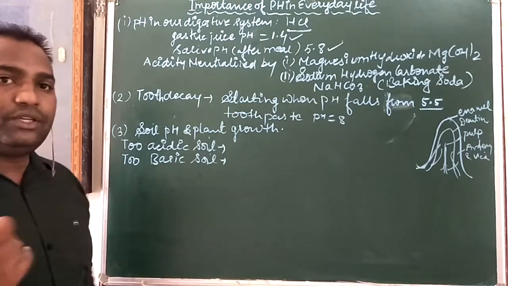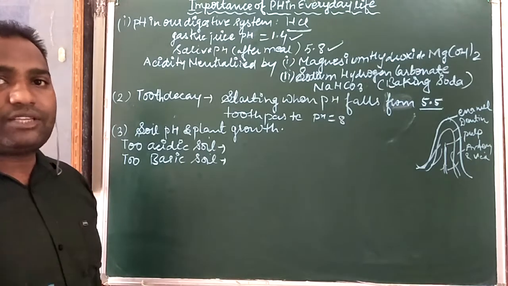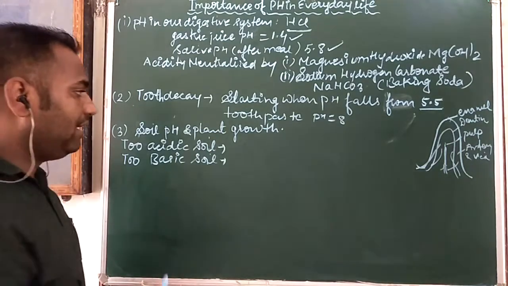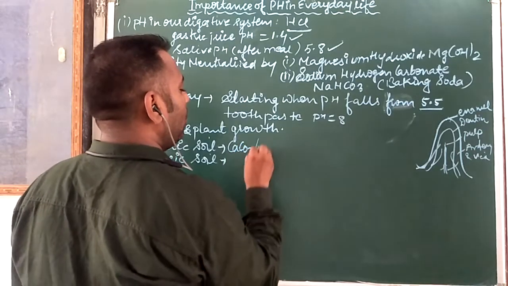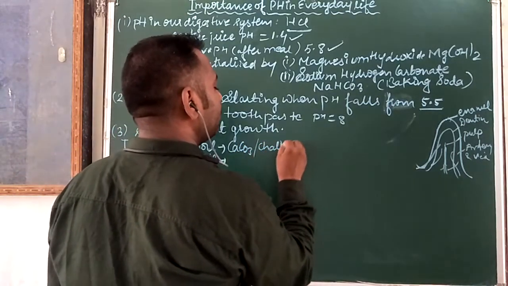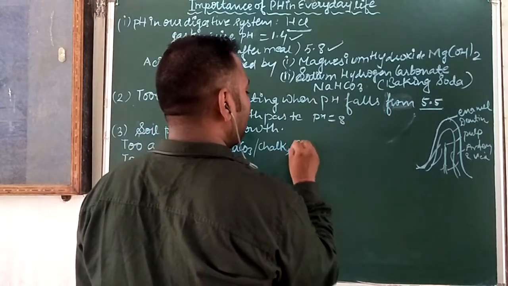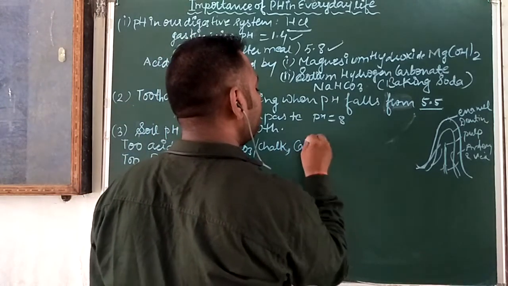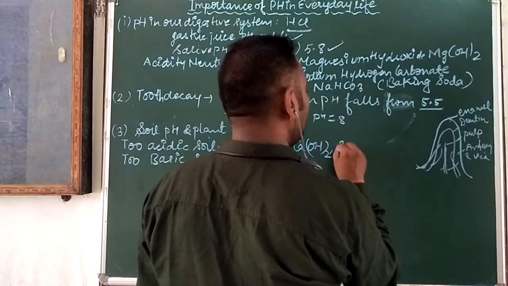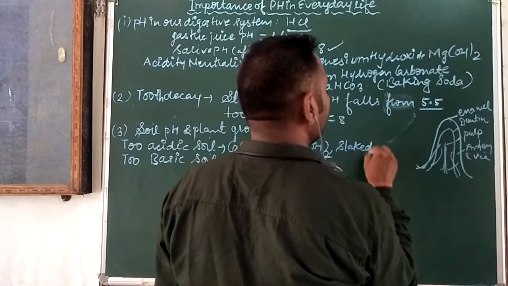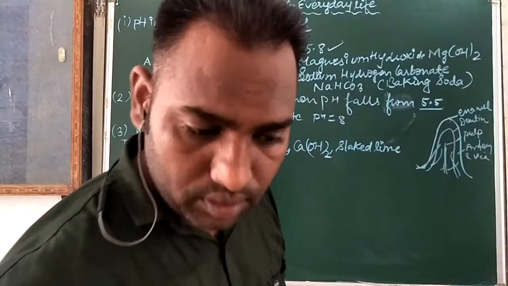Okay, so how can we neutralize? Look, for too acidic soil, we have to mix in some basic ingredients like CaCO3, or chalk. Okay, this is the chalk. And calcium hydroxide, whose name is slaked lime, and look at this.